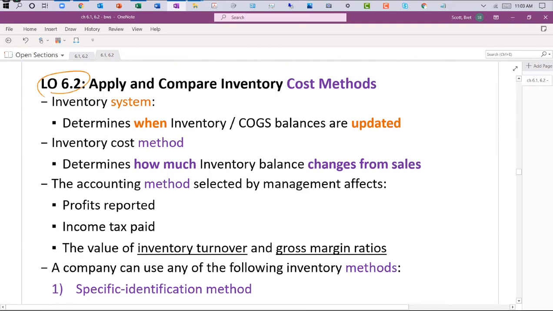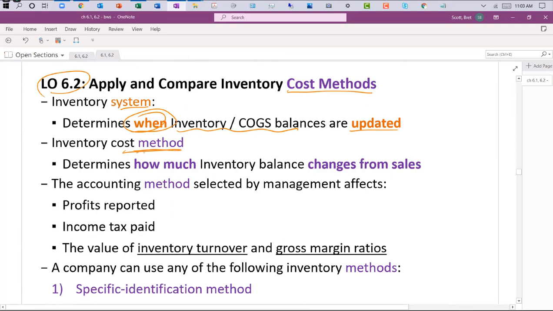Learning objective 6.2 talks about the different cost methods. So there's a difference between an inventory system and an inventory cost method. Recall the inventory system helps us determine when we adjust inventory and cost of goods sold. So in the case of the perpetual system, we're updating inventory and cost of goods sold on a regular basis whenever we make a sale. Okay, the periodic system, we only update inventory and cost of goods sold at the end of the period.